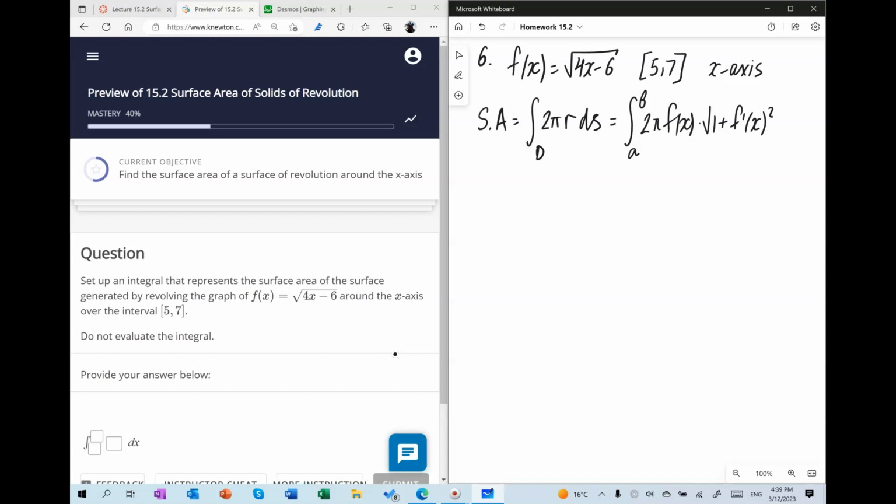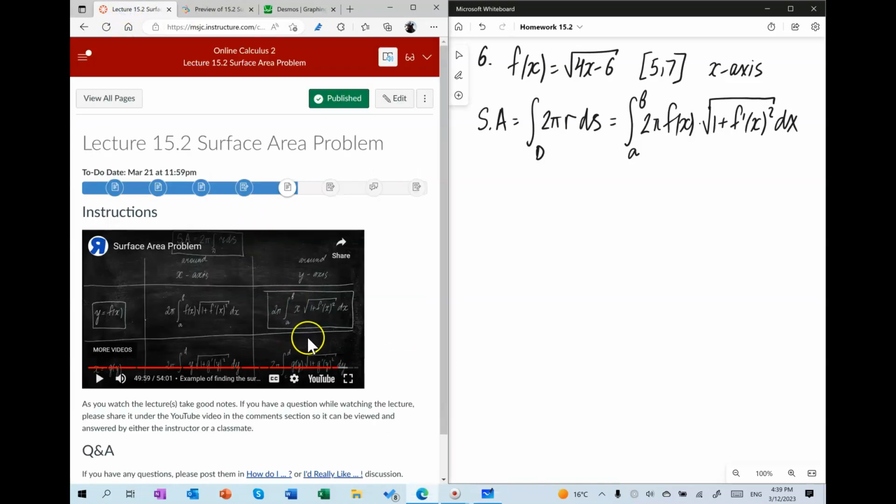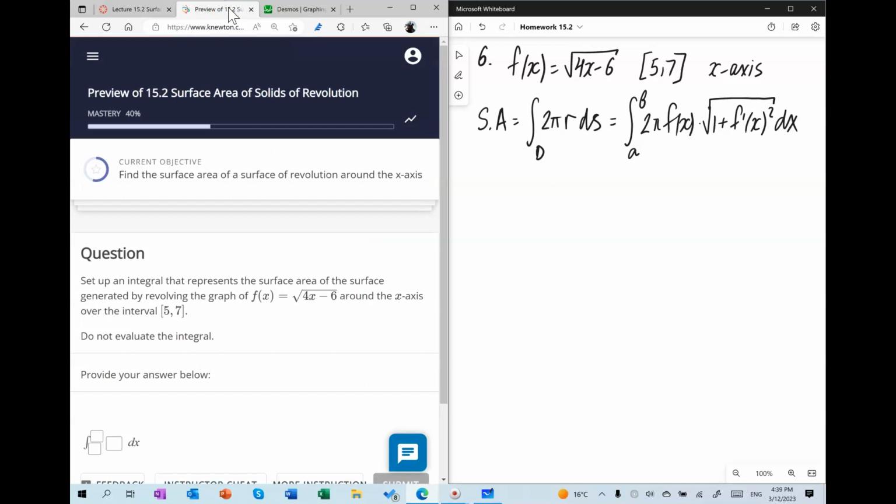Once again, why are we using this interpretation, not the other one? Because of how everything is given to us. We're given literally everything in terms of x, so why wouldn't I use this interpretation? So to set up the integral, we're going to find the derivative. It's going to be 1 over 2 square root of 4x minus 6 times 4.